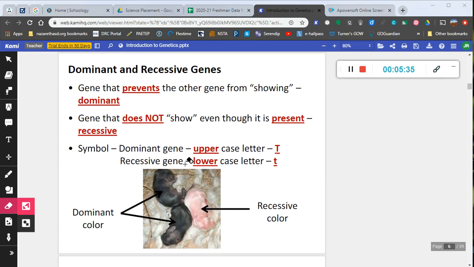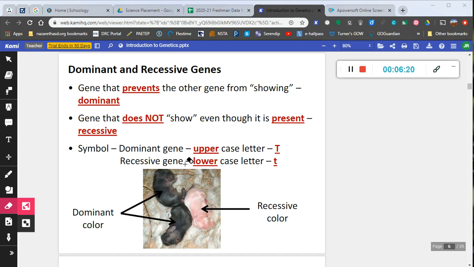So let's talk about these genes here in dominant and recessive terminology. A dominant gene is a gene that typically prevents another gene from being able to show the outcome of the protein that it's supposed to make. We refer to those as dominant genes. Genes that do not show up, even though they're present, when a dominant gene is present are called recessive genes. The traits of a recessive gene are often hidden or masked when a dominant gene is present.